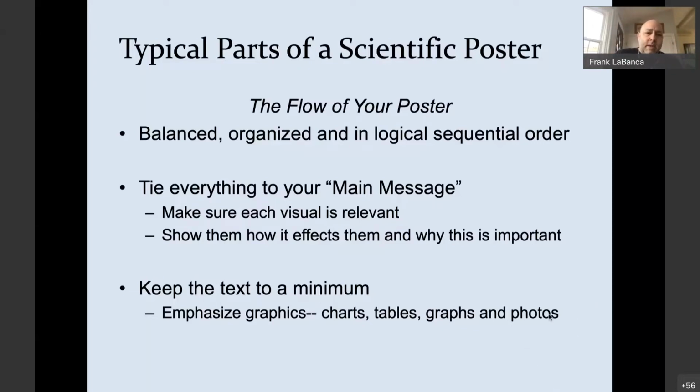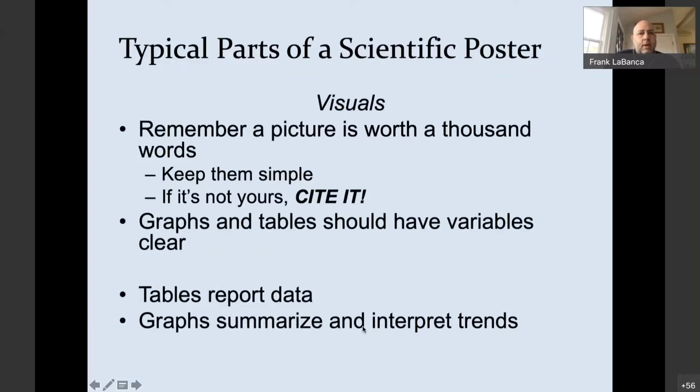I think text to a minimum and graphics are key in this. Let's see where we're going. Okay, so visuals: keep them simple, cite them, and make sure variables are clear on any graphs and tables you include. I do say tables report data, graphs summarize and interpret trends. I think that's really important. I always think you waste real estate if you give me a table and then you give me the exact same data in a graphical format. Think about what message you're trying to convey, and also be careful with the way you summarize data.